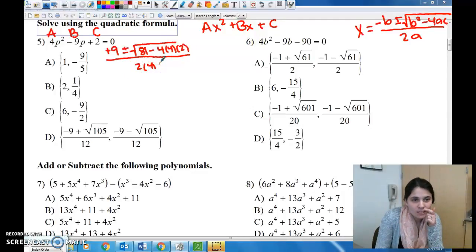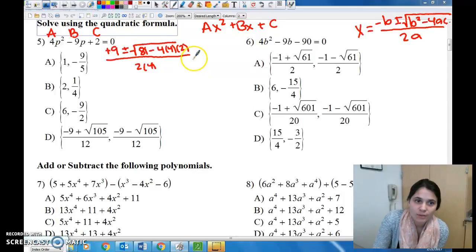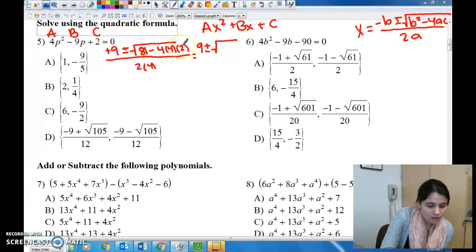I know how tempting it is to just plug this whole thing into your calculator, and if you get it put in there exactly right, you can do that. But I find that most students have a tendency to get parentheses wrong or to mix things up, and they usually end up with the wrong answer. So it's easier, I think, to just simplify as you go. So I have 9 plus or minus the square root. 4 times 4 is 16. 16 times 2 is 32. So I do 81.